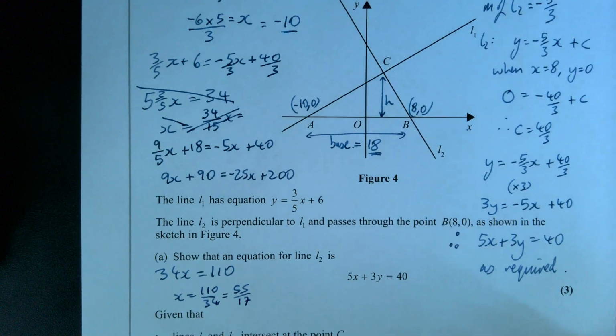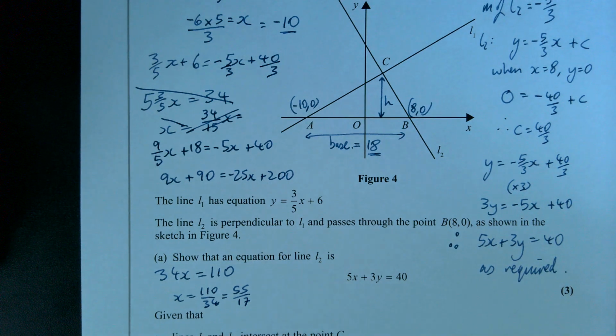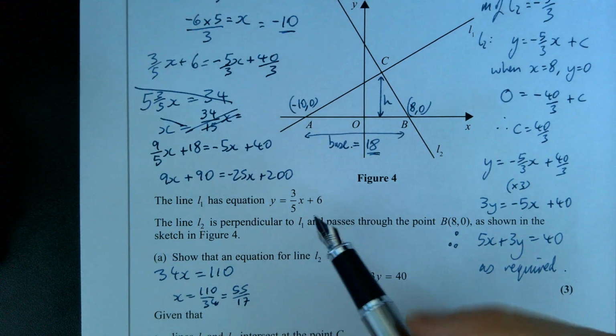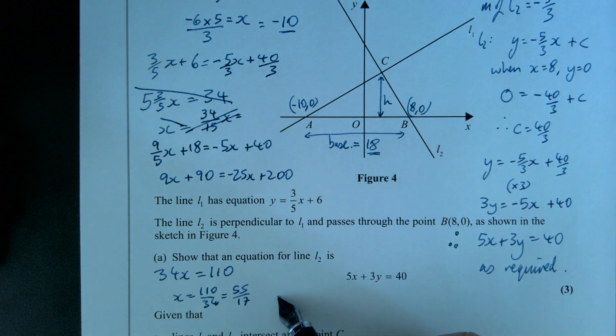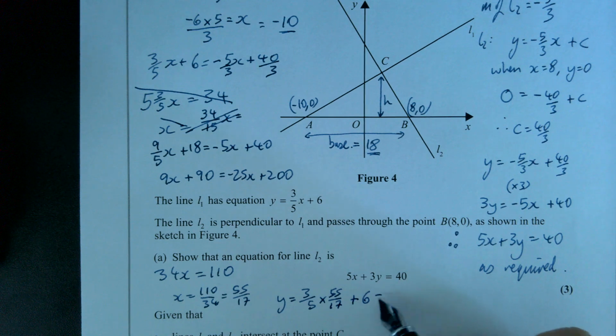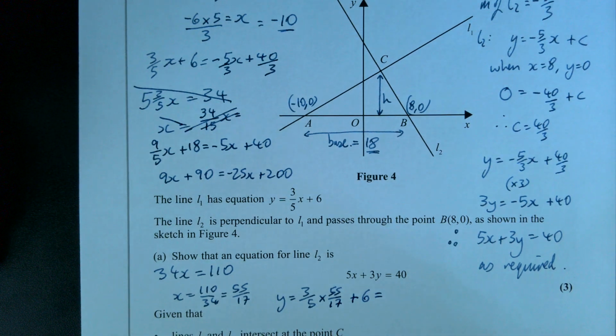We then need to find the y value for either one of these. So let's choose this one here. So y is going to be equal to 3/5 times 55 over 17 plus 6. And if you whack that into the calculator, we get 135 over 17. So that's our height.